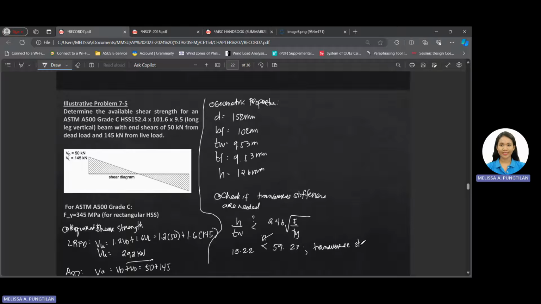Transverse stiffeners are not required. Okay, and since we have no transverse stiffeners, there will also be no tension field action. Also, tension field action is not permitted.